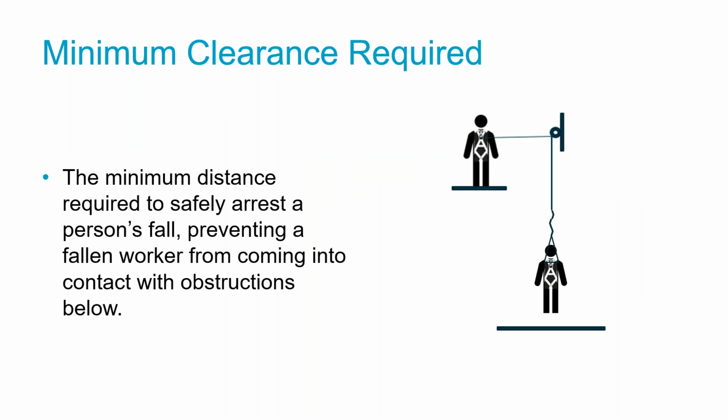Where the free fall distance has not exceeded manufacturer specifications, the next calculation to be performed as part of the pre-job planning process is minimum clearance required. Minimum clearance required refers to the minimum distance required to safely arrest a person's fall. Calculating the minimum clearance required prevents fallen workers from coming into contact with obstructions below, it reduces the risk of serious injury, and it may even prevent a fatal accident. It is also a critical factor in the selection of proper fall protection equipment.